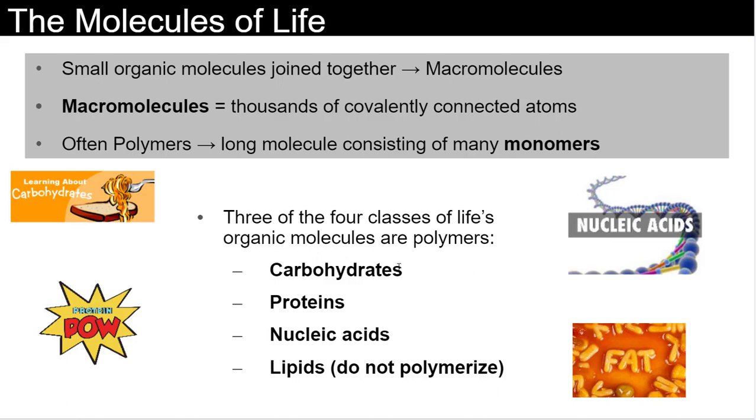There are 4 classes of life that we can basically talk about: carbohydrates, proteins, and nucleic acids. 3 of those are polymerized. Carbohydrates are polymers, proteins are polymers, nucleic acids are polymers. Lipids are not, right? But why do we bring this up? Because this is what we're growing. This is what the plant's producing.